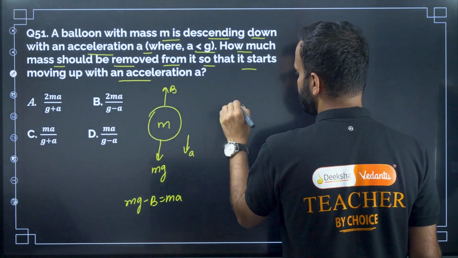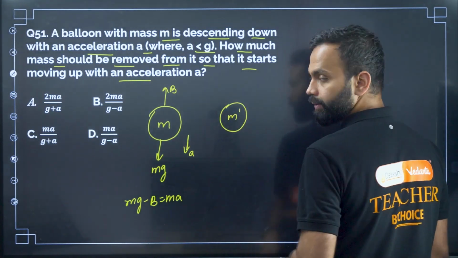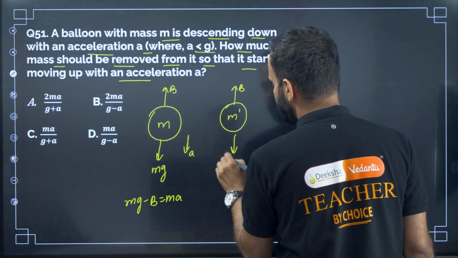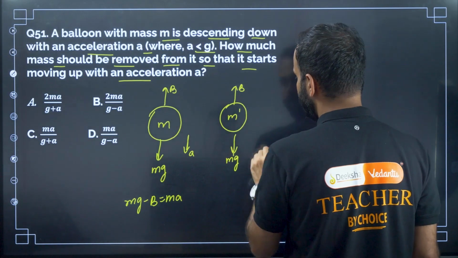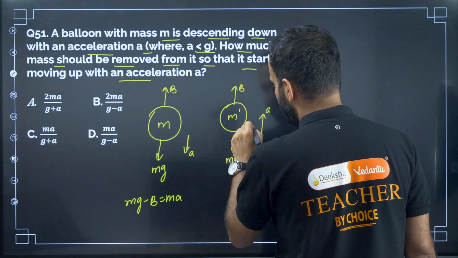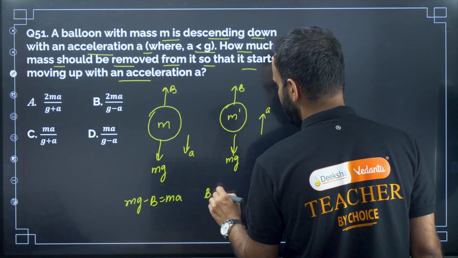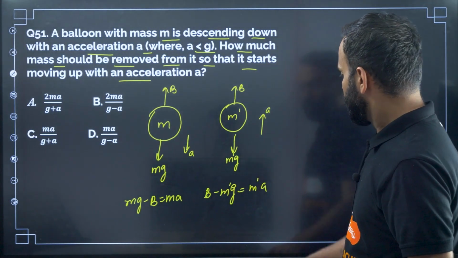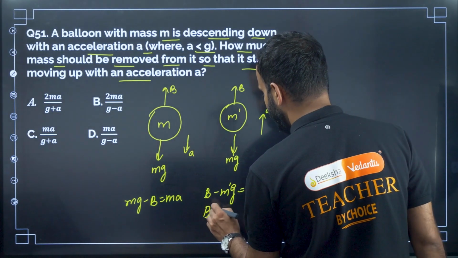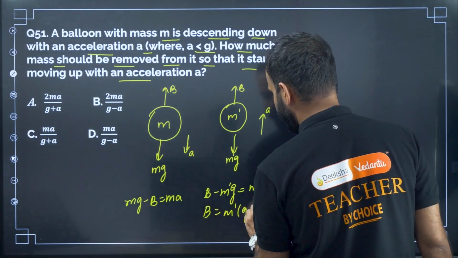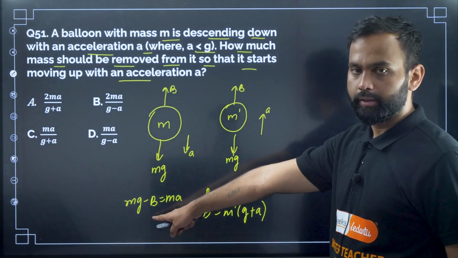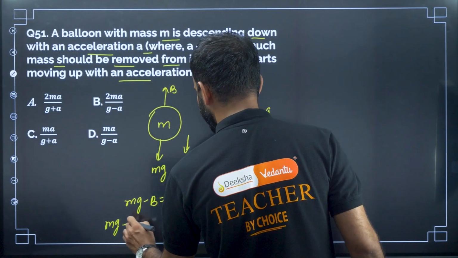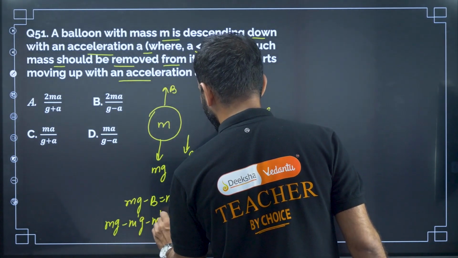Now we have removed some mass, and the new mass is m dash. Now it is moving up, right? The buoyant force is B, the weight is m dash g, and the acceleration is a. Apply Newton's second law of motion: B minus m dash g is equal to m dash a. So B equals m dash into g plus a. Now substitute B into the first equation: mg minus m dash g minus m dash a equal to ma.